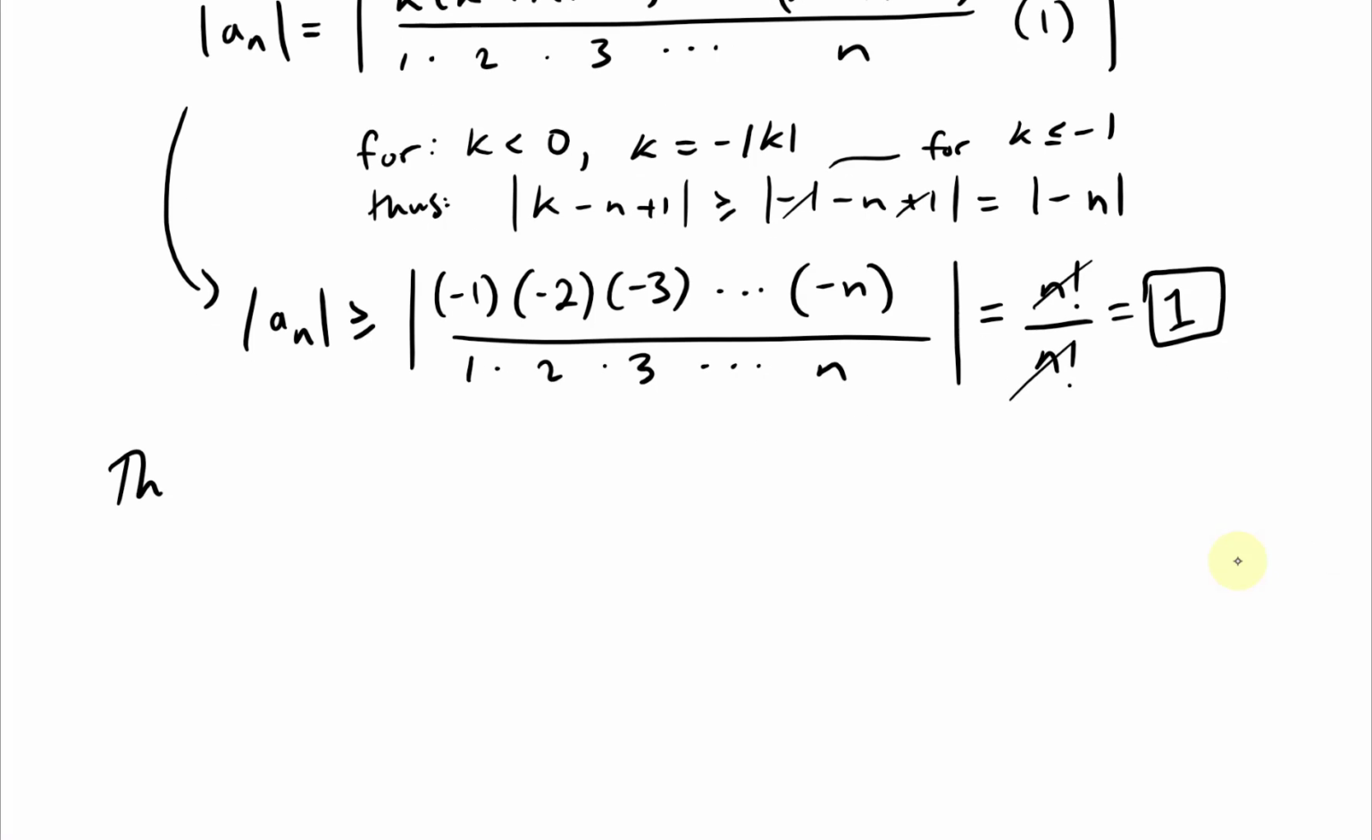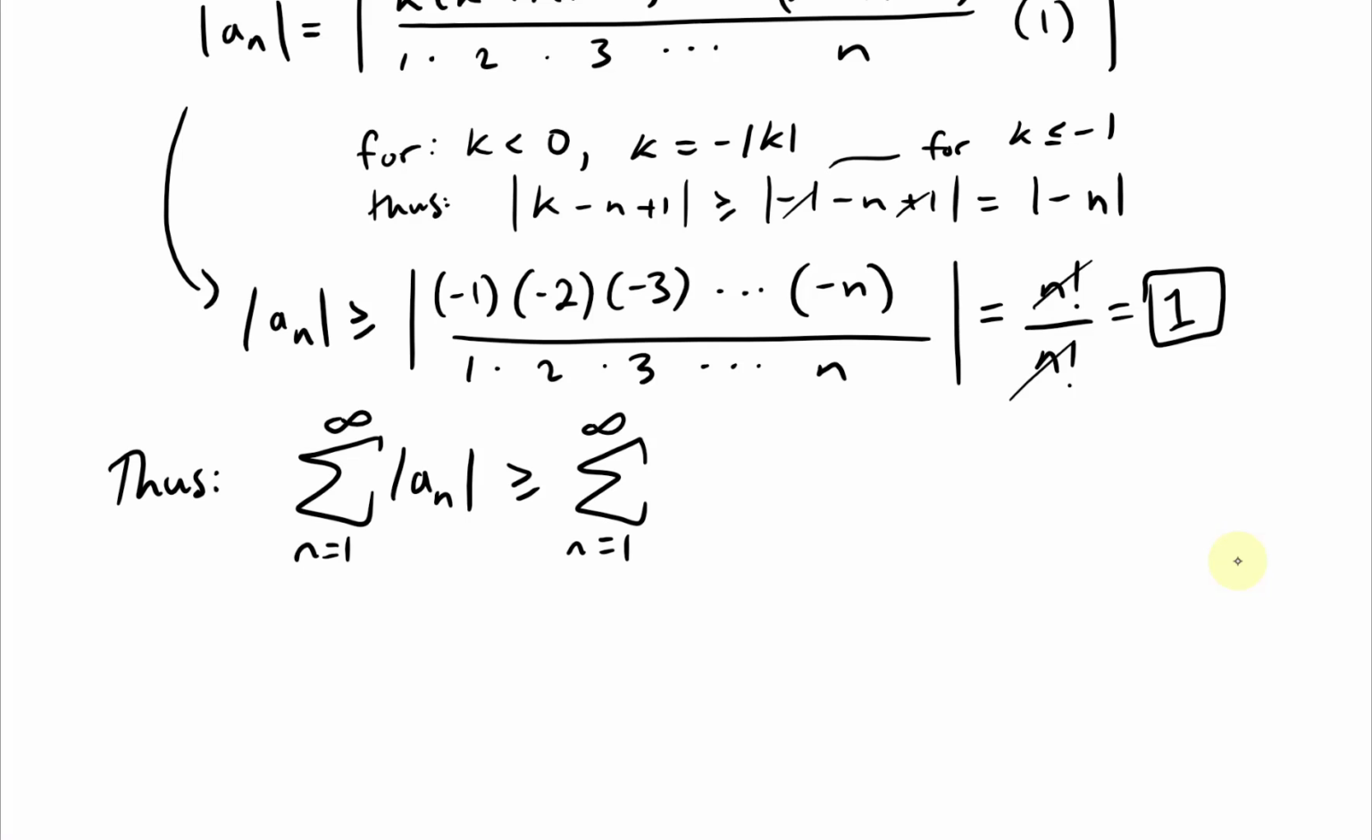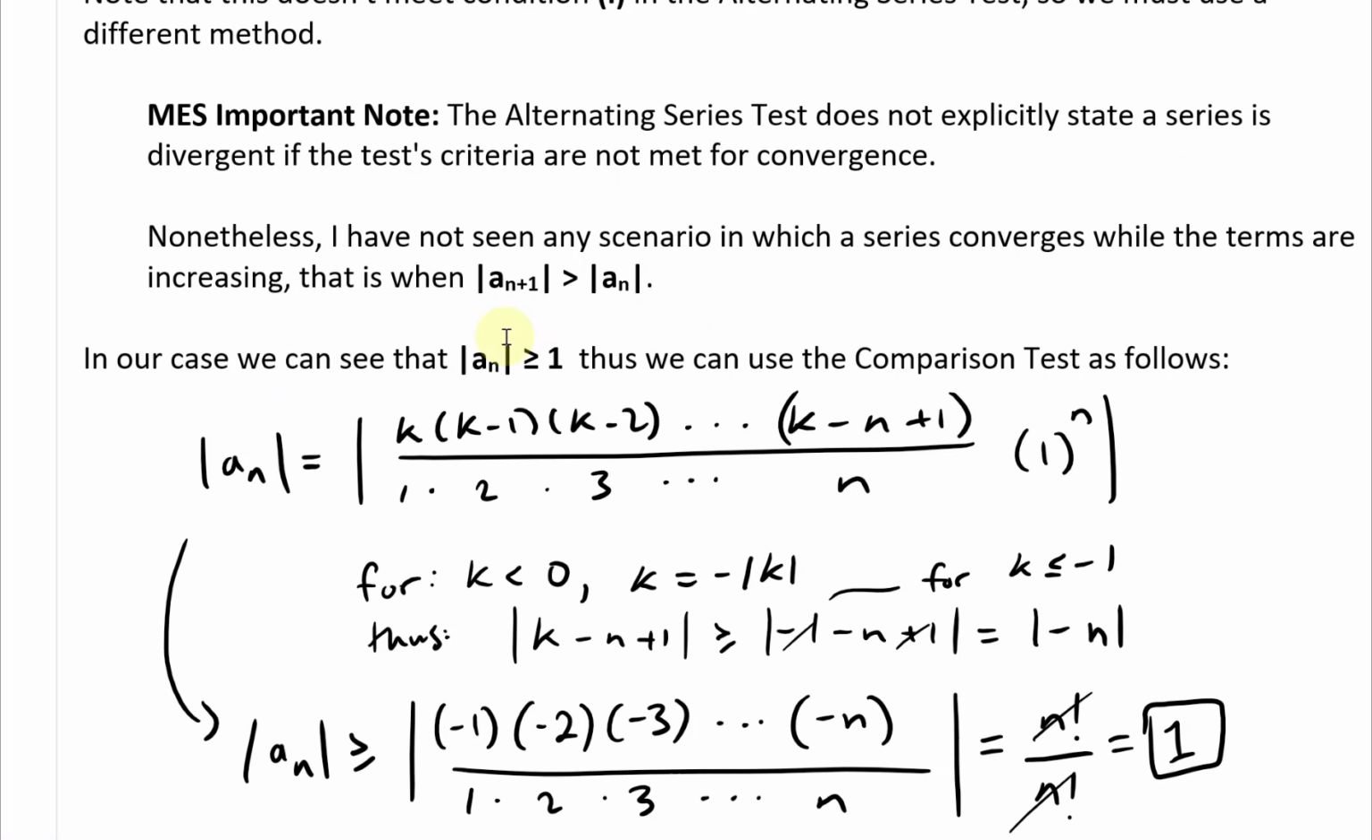So thus we have the absolute value summation from n equals 1 to infinity of an, and this is going to be greater than or equal to the summation from n equals 1 to infinity of 1. This is because the absolute value of an is greater than or equal to 1, as we just showed over here, as I had written it over there. Let's see if it's highlighted. Yes, it's highlighted. Okay, let's highlight it again.